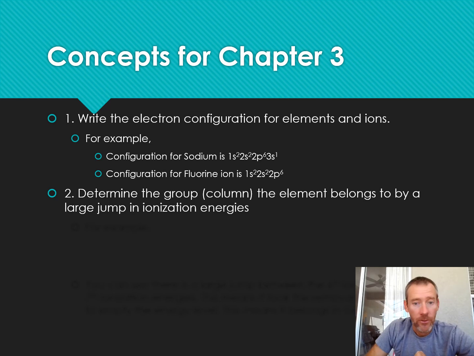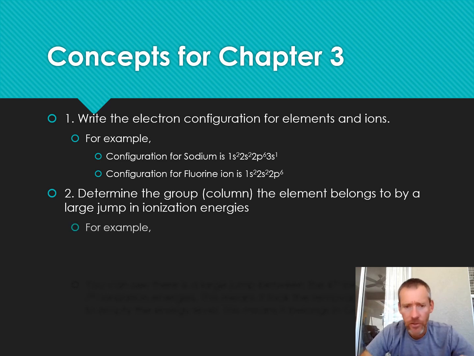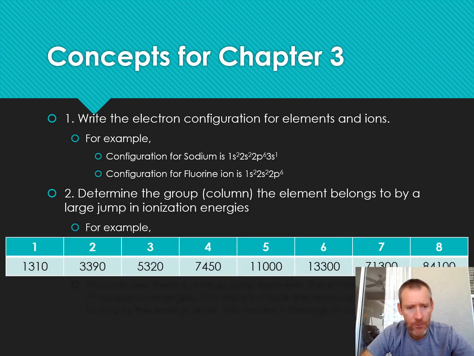You need to determine the group, the column the element belongs to, by the large jump in ionization energies. So again, this is part A in chapter 3. You're looking for big jumps. Here is an example. You look across, the biggest jump looks like 6 to 7. You're increasing about 2,000, 2,000, 3,000, no, 2,000, 4,000, 2,000, and then there's a big jump of almost over 50,000. So between 6 and 7, that means 6 electrons were removed, so it had to be group 6.